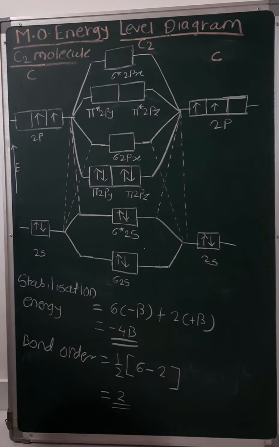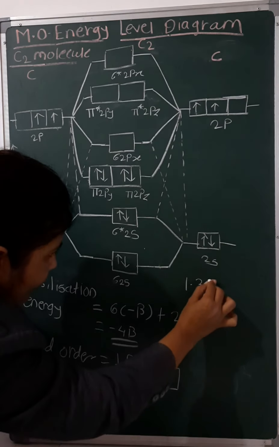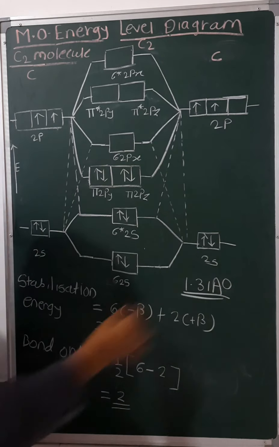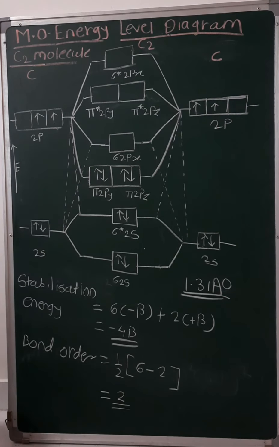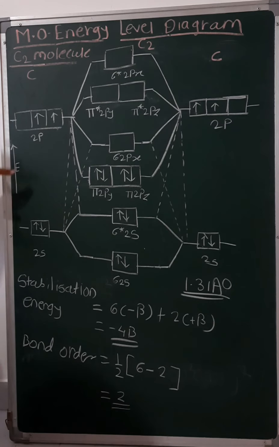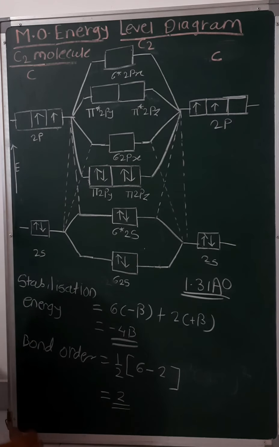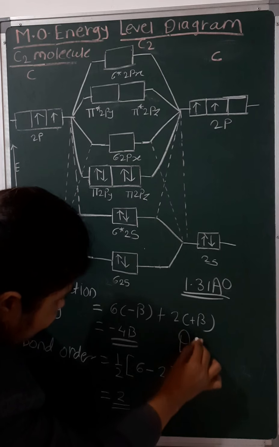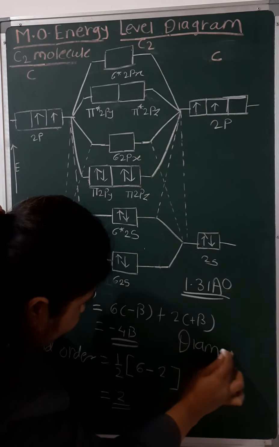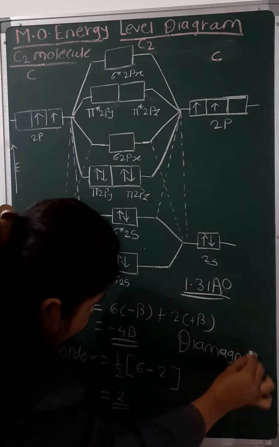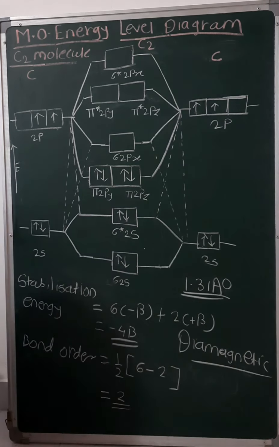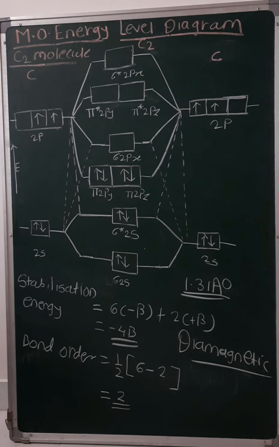The bond length of the carbon molecule is 1.31 angstrom units. In the molecular orbital diagram, we see that all electrons are paired. Therefore, the carbon molecule is diamagnetic in nature, and it has a bond length of 1.31 angstrom units. The bond energy for this molecule is nearly 1.50 kilocalories per mole.